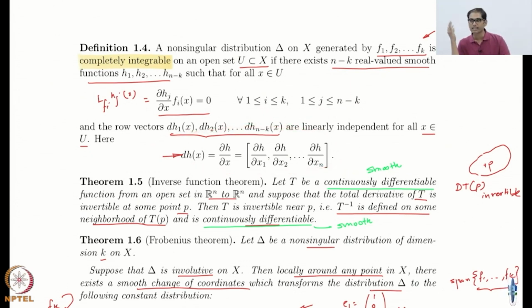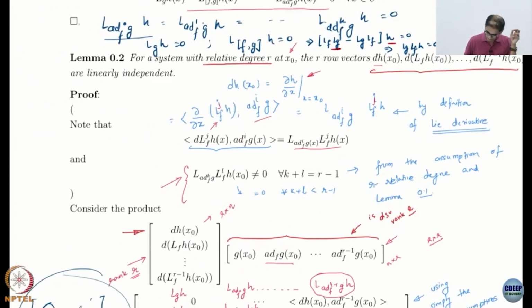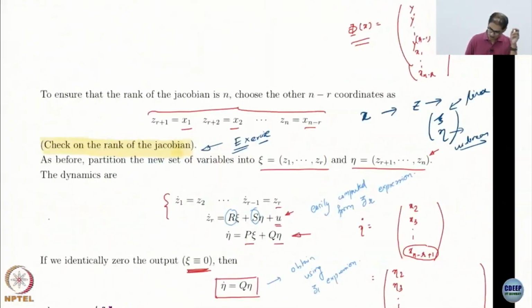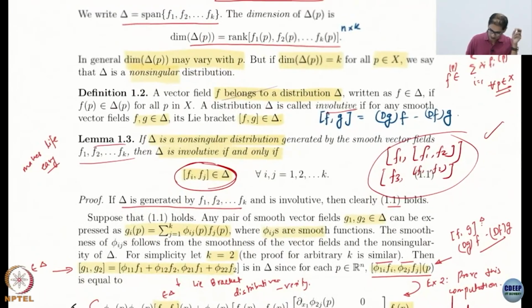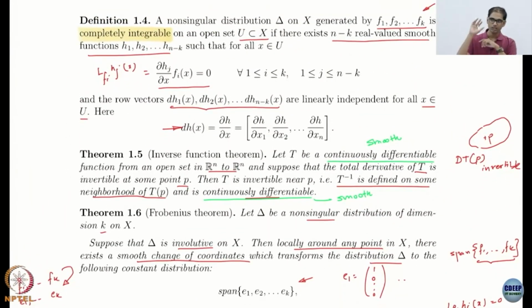As soon as I say that these dH have to be linearly independent, you should be reminded of lemma 0.2. If you remember, I will scroll back, what was lemma 0.2? We started by saying that some row vectors are linearly independent, okay. So exactly like this, as soon as I say that these dH are linearly independent, you should be reminded of that. It looks like there is a connection between what we want here and what we were looking for there, okay, alright, great.